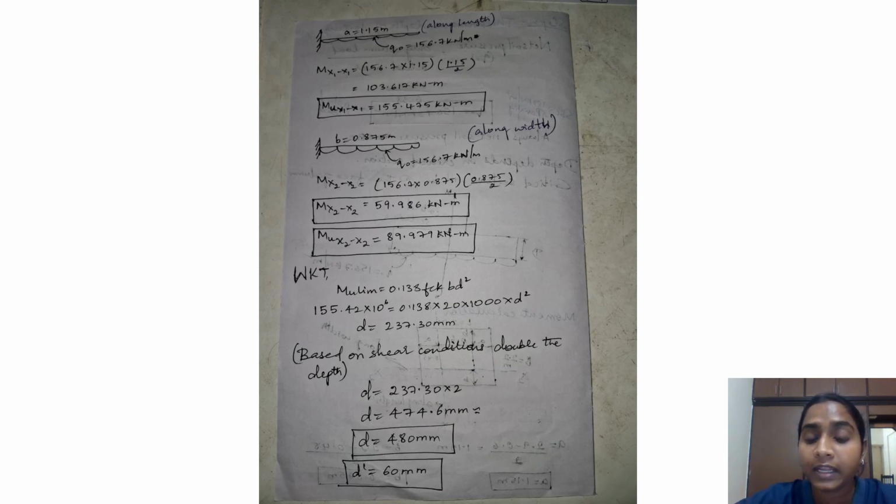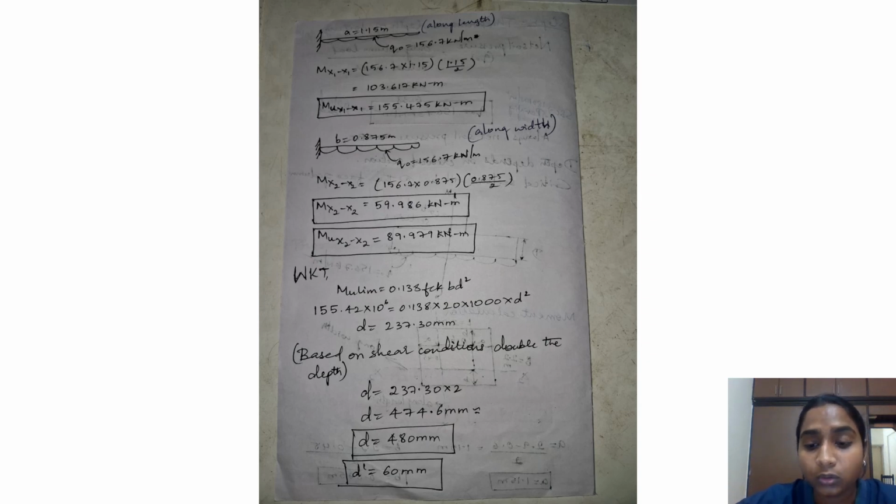Then we should multiply the factored load, the factored moment. Then we will be getting Mu as 155.475 kilonewton meter. Similarly, we should do it along the width. Then we will be getting moment about x2 as 89.79 kilonewton meter.